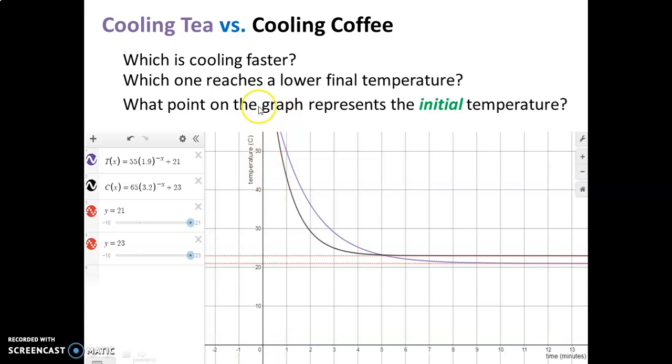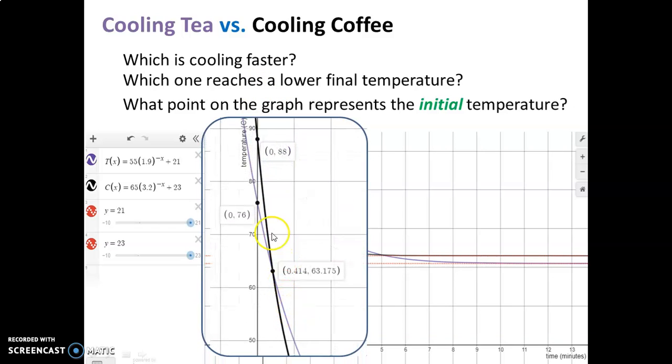So I'm going to zoom in and see that part of the graph where those curves approach the axis. So here's what we see. I see coffee hit the axis at 88. So the initial time 0 temperature was 88. Tea, the initial temperature was 76. And then the two curves meet right here. So that means 0.4 minutes after cooling began, they had the same temperature of 63 degrees.